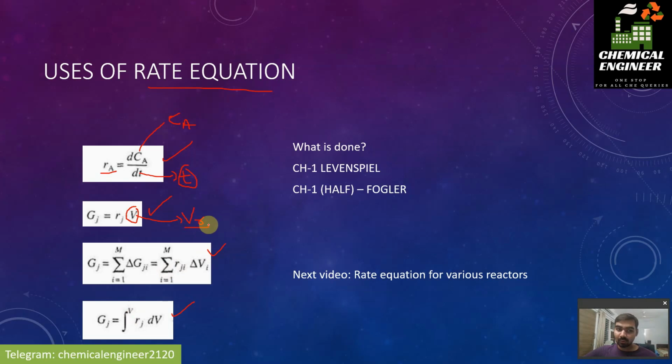Moreover, our main aim of studying chemical reaction engineering is the designing of a reactor. So once we get a volume, we can design a reactor. Once we get the time of reaction, we can design a reactor. Once we know how concentration changes with respect to time, we can design a reactor. So this is the basis for our next videos. In the next video we will see the rate equation for various types of reactors. I will discuss types of reactors before it, and then the rate equation for each type of reactor.